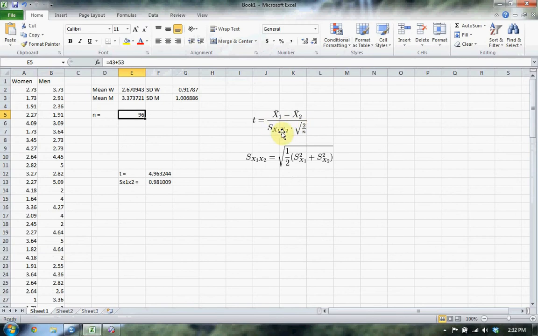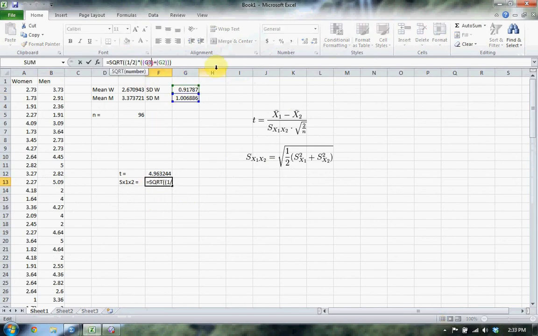that's what this takes into account. So this bottom part here is the formula for the pooled standard deviation, s sub x1x2, and that is the square root of one half times the variance of x1 plus the variance of x2. We have the standard deviation here. If you'll recall, the variance is just the standard deviation squared, and I've put that formula in here.